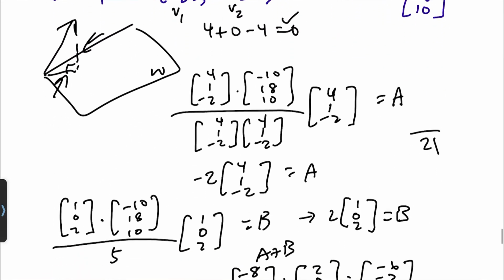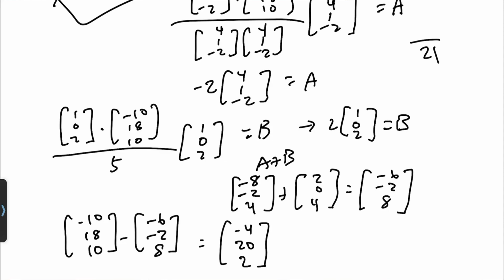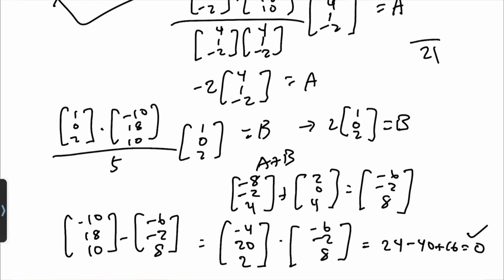We just take the original and subtract it by what we just got at first. So it's going to be negative 10, 18, 10, minus negative 6, negative 2, and 8. This is the answer I got for that. And we can check if we dot this with negative 6, negative 2, and 8, what we should get is 0, because remember, when we dot two vectors that are orthogonal or perpendicular to each other, we should get 0. We get 24 minus 40 plus 16, which does indeed equal 0.